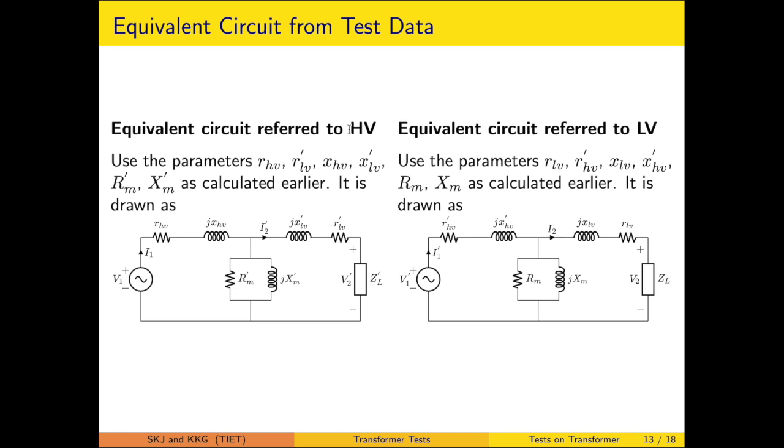When we are referring to the high voltage side, then RHV and XHV are the parameters available by direct measurement. These are the transformed parameters we will be utilizing. When it is an equivalent circuit referred to the low voltage side, the magnetizing branch parameters are used as they are. Others we will be utilizing after having a transformation and so on.